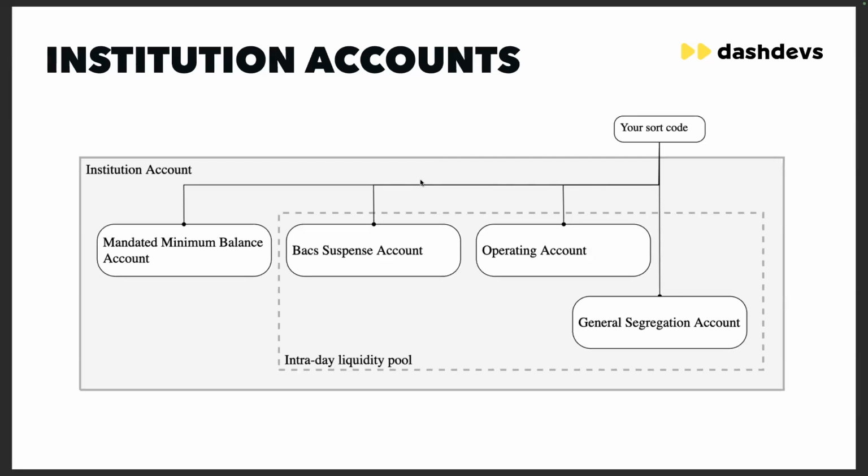And usually it looks like that. You have a mandated minimum balance account, and you have a general segregation account. The general segregation account is something that you might hear a lot when you're an EMI. It's a specific account which holds the total balances of your customers. So let's say you have 10 customers and each holds £10, then your segregated account should hold £100. And once again, the story that I mentioned, usually the retail banks don't want to open segregated accounts, and ClearBank is providing you an ability to create institution accounts and operate through their platform.